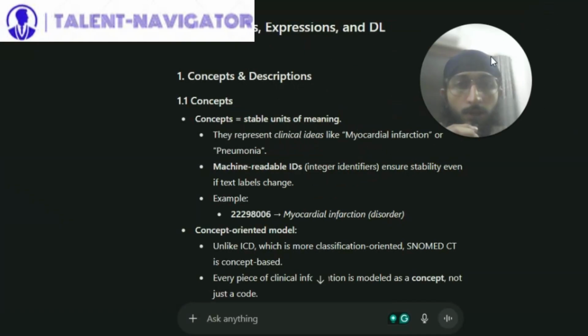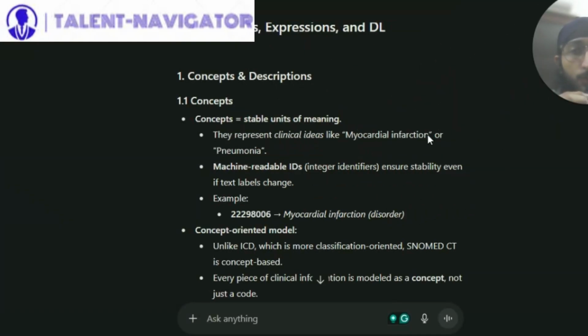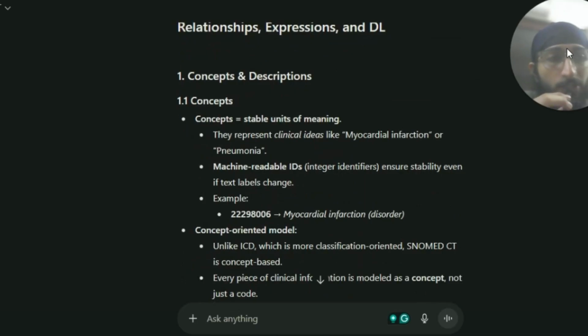Alright, so now we'll be talking about concepts, descriptions, and all the concepts related to SNOMED. Concepts are stable units of meaning. They represent clinical ideas like myocardial infarction or pneumonia. They have machine-readable IDs, known as concept IDs, which are unique integer identifiers and ensure stability even if text labels change.